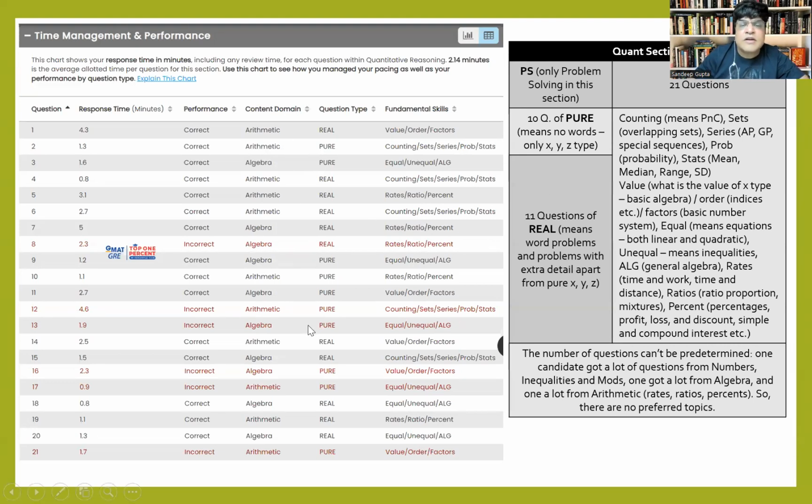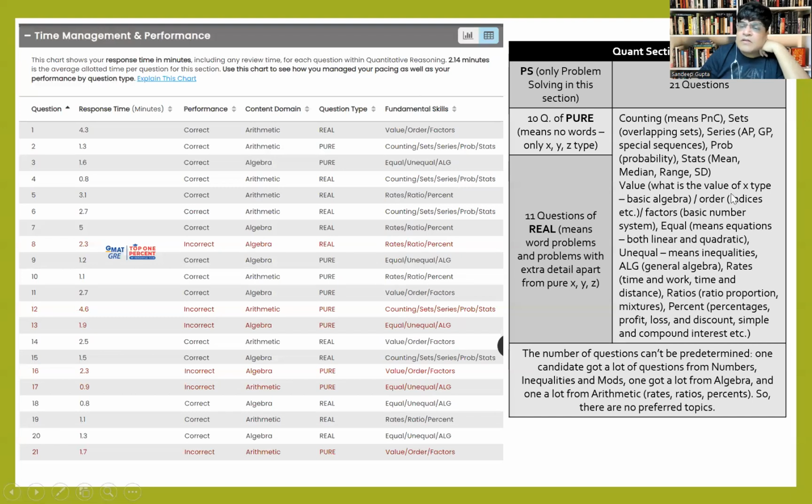Two major topics: arithmetic and algebra. In that, these are the subtopics. If you look at what all is asked: permutations and combinations, sets, series, AP, GP and special sequences, probability, statistics, mean, median, range, standard deviation. Value means what is the value of X. All this is written here.